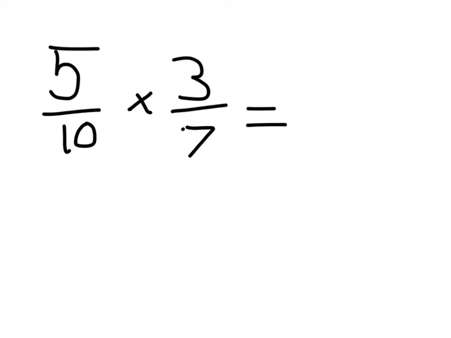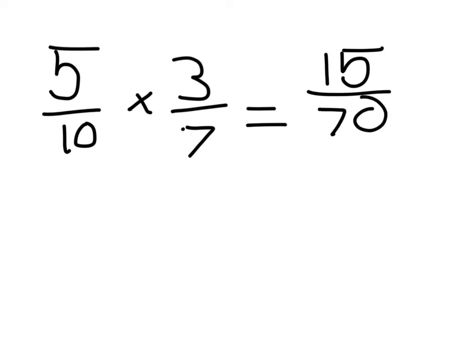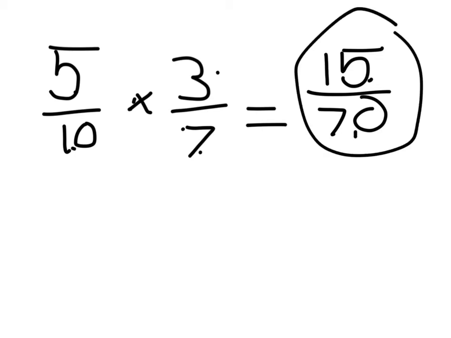So the first thing you would do is you would multiply 5 times 3 equals something. Then you would multiply 10 times 7 equals something. That answer would be 15 over 70, because 5 times 3 equals 15 and 10 times 7 equals 70. So that would be your answer.